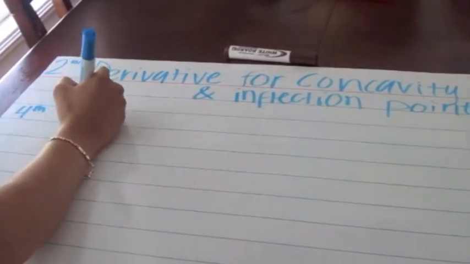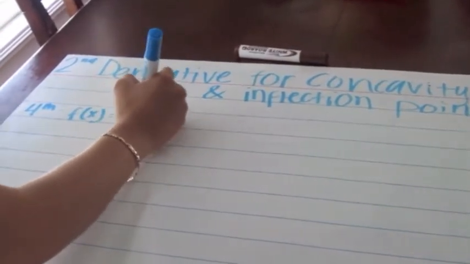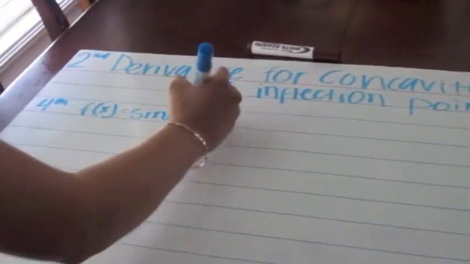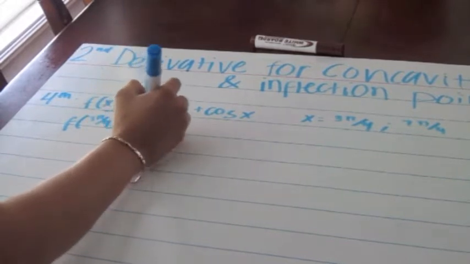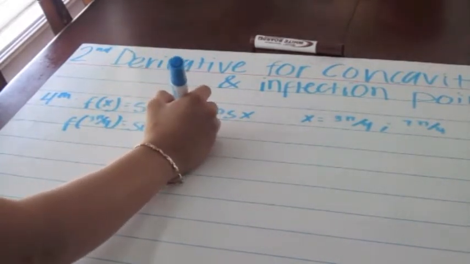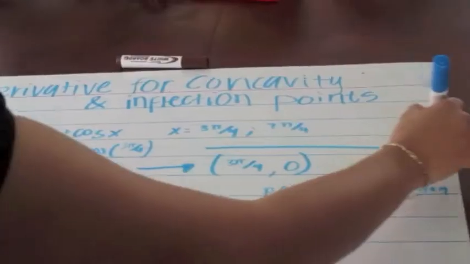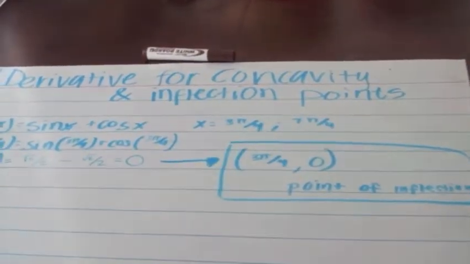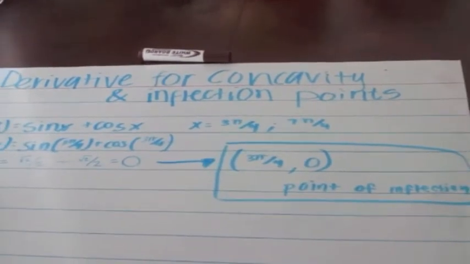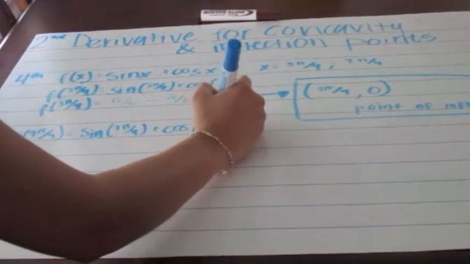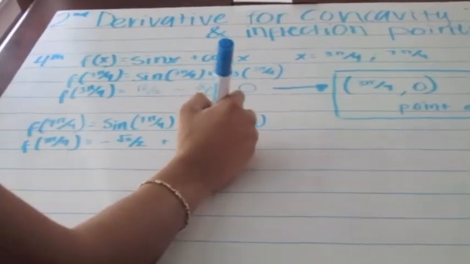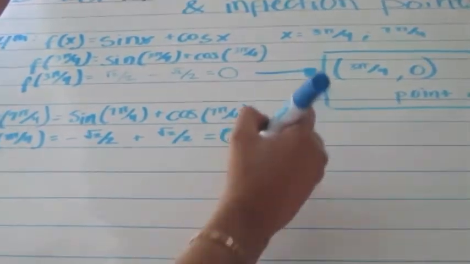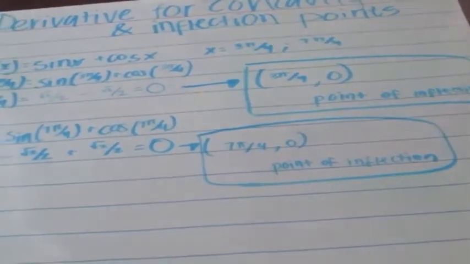Our fourth and final step is going to be to plug our x values back into our original function, f of x is equal to sine x plus cosine x. When we plug in 3 pi over 4, we're going to get radical 2 over 2 minus radical 2 over 2, which is just 0. So 3 pi over 4, comma 0 is going to be a point of inflection. Now we plug in 7 pi over 4 to the original function, and we're going to get negative radical 2 over 2 plus radical 2 over 2, which is also 0. So 7 pi over 4, comma 0 is going to be our second point of inflection.